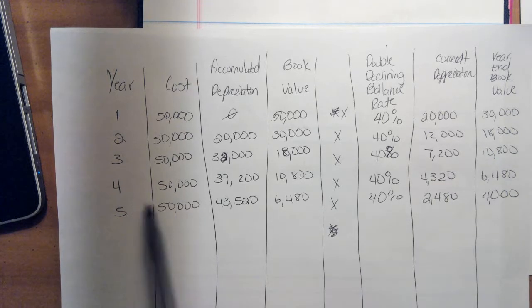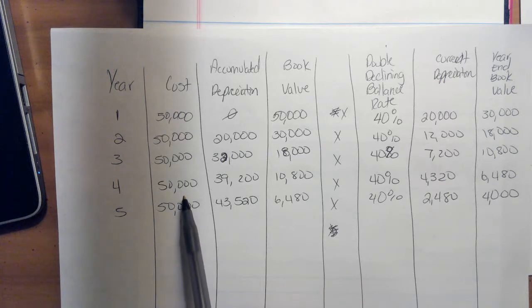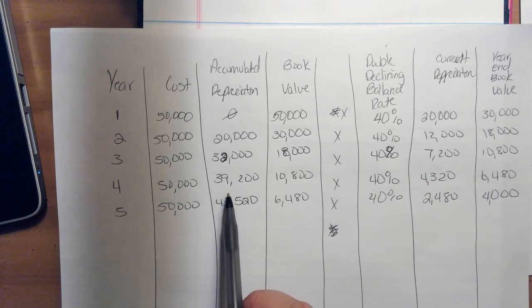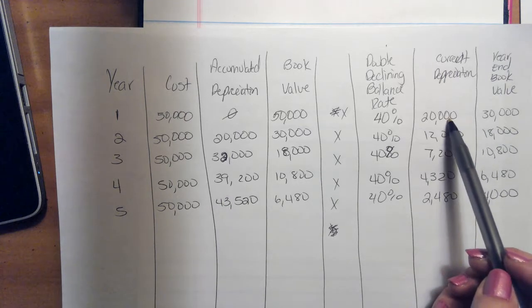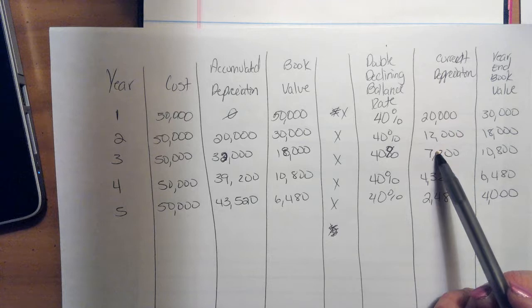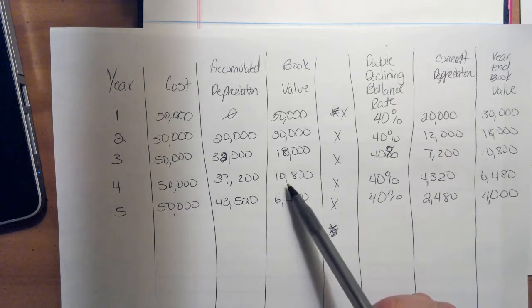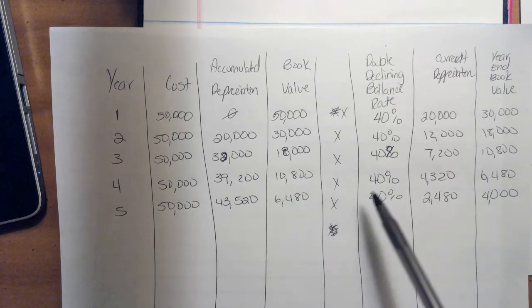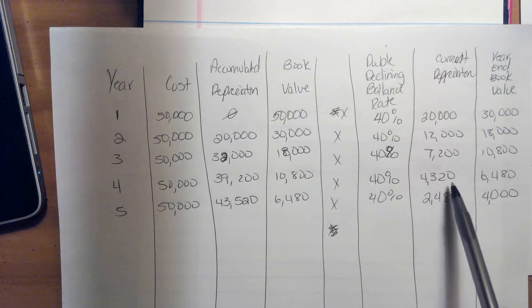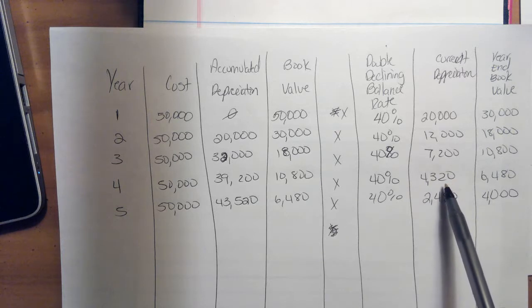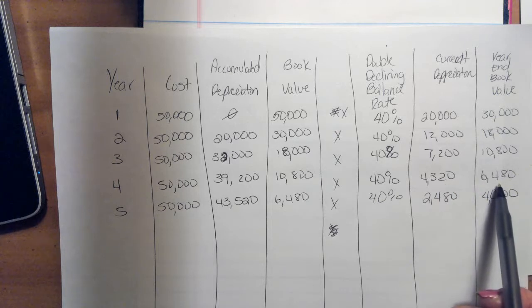We're going to come down to the fourth year. We've got a $50,000 cost. Our accumulated depreciation is now $39,200. We determine that by adding the first year, second year, and third year depreciation. That gives us $39,200. Our current year book value is $10,800. We're going to multiply this by 40%. That gives us $4,320 of current year depreciation. Our end of the year book value is $6,480.